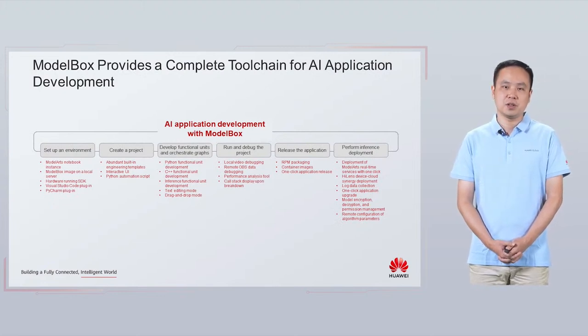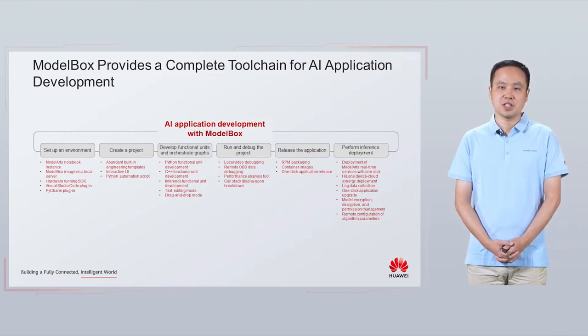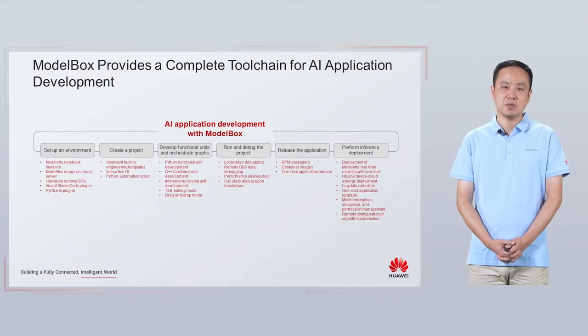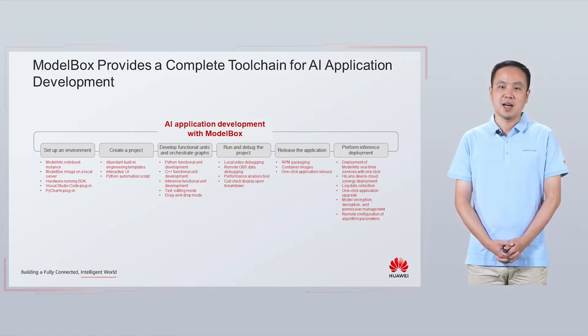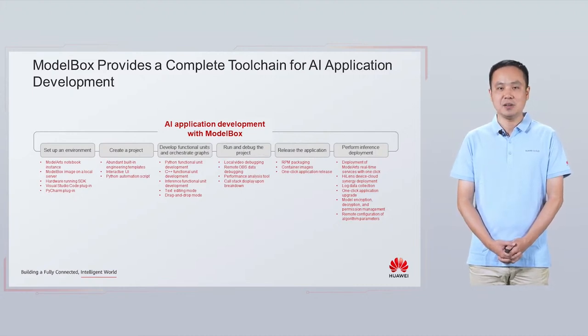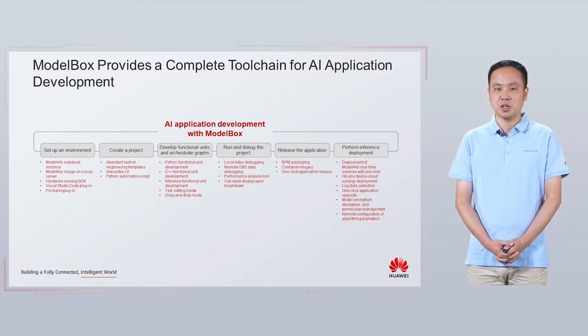We care about the developer experience on ModelBox. ModelBox provides a complete toolchain for AI application development. This toolchain enables you to get started with ModelBox based on your familiar IDEs. Abundant project templates are provided, making AI development easier. To develop AI applications, you can use functional units or orchestrator graphs. Functional units can be developed in multiple languages such as Python and C++. Graph orchestration is a visualized method to develop AI applications, and you just need to drag and drop functional units. ModelBox also provides a complete debugging mechanism to solve the problems that occur during application development. After the development and the debugging are complete, you can release your applications in RPM or container image packages with one click.